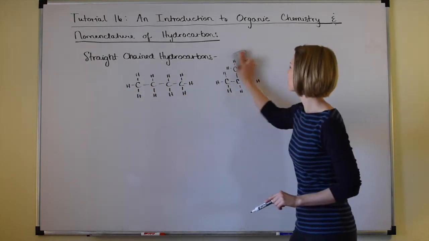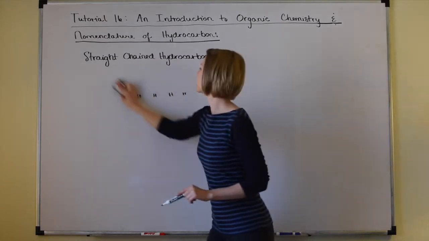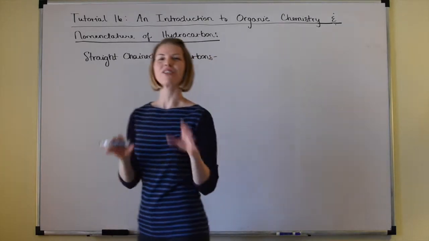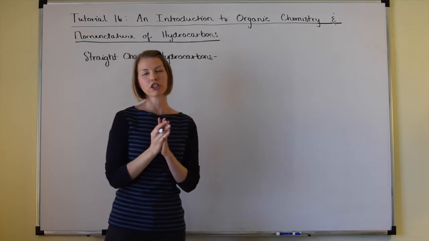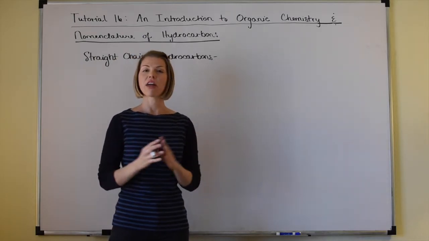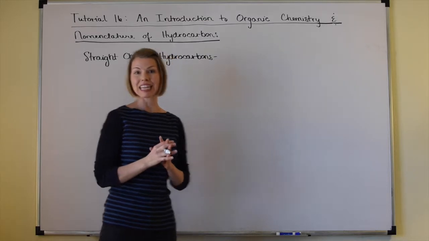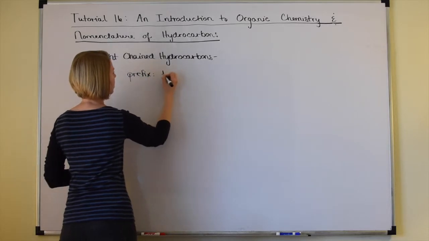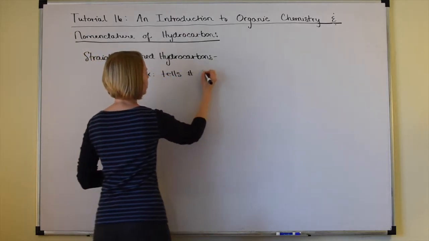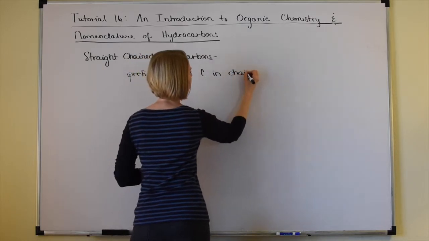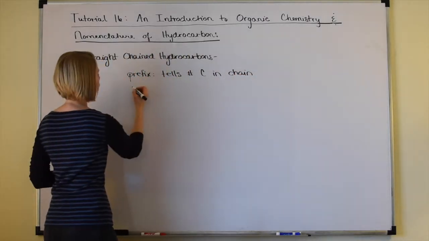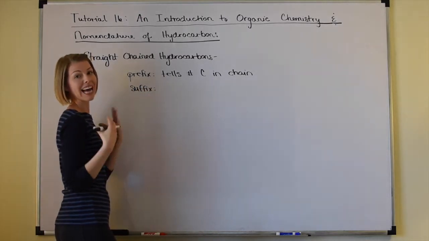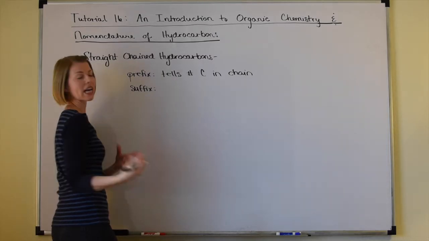Okay, so I'm going to go ahead and erase those 2 examples, and we're going to talk about how to name straight-chain hydrocarbons. They're the easiest ones to name. To name a straight-chain hydrocarbon, all you need to know are prefixes that tell you the number of carbons in the chain. So you need a prefix that tells the number of carbons in the chain. And then to that prefix, you're going to add the appropriate suffix that will tell you whether or not you're talking about an alkane, an alkene, or an alkyne.